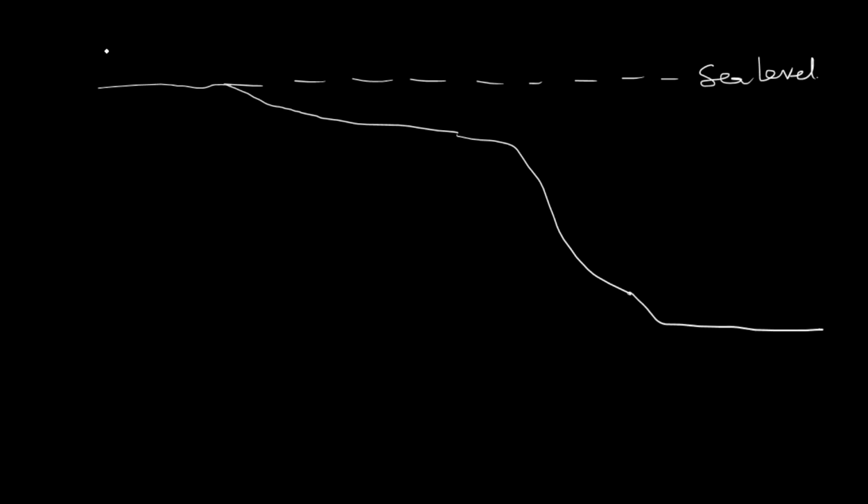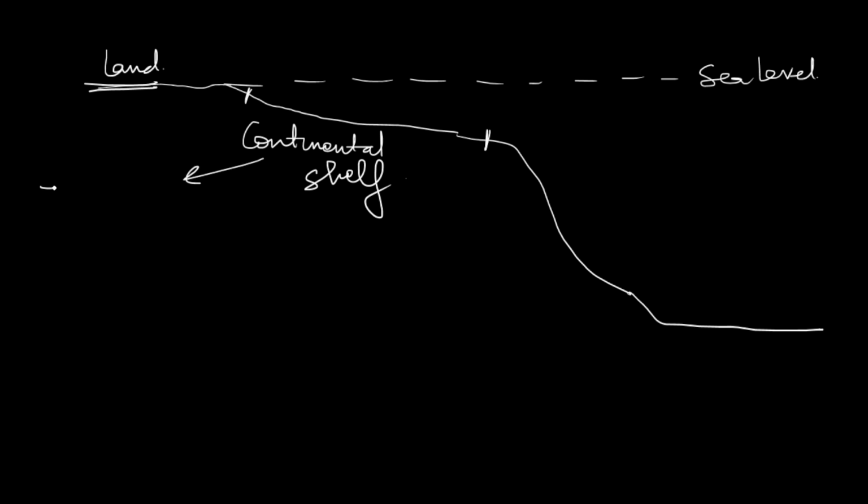So this part is land, normal continental land. This mild sloping is known as continental shelf. Here to here, this mild sloping is known as continental shelf, and it comprises 7 to 9% of the ocean.